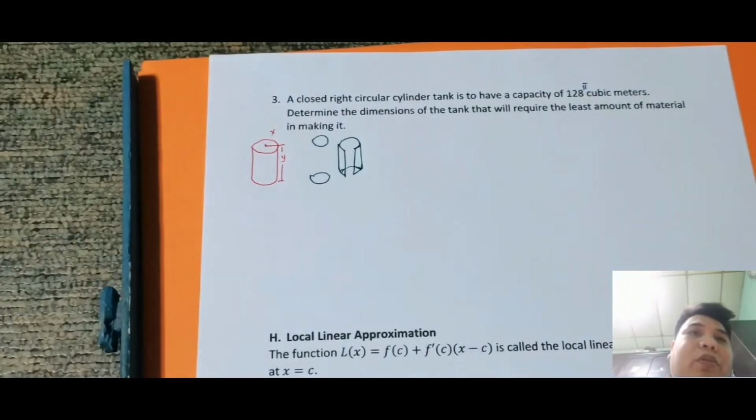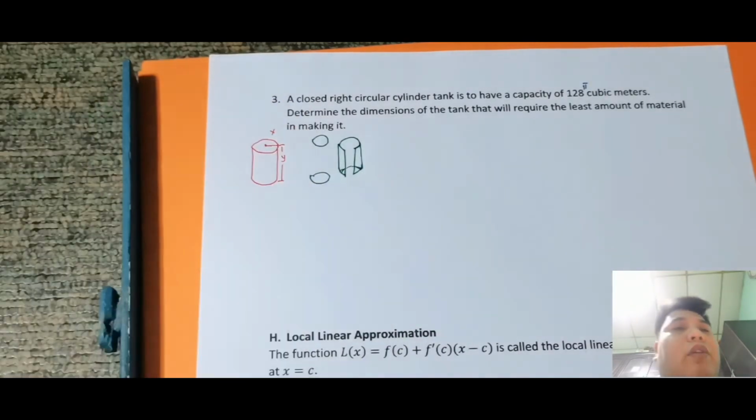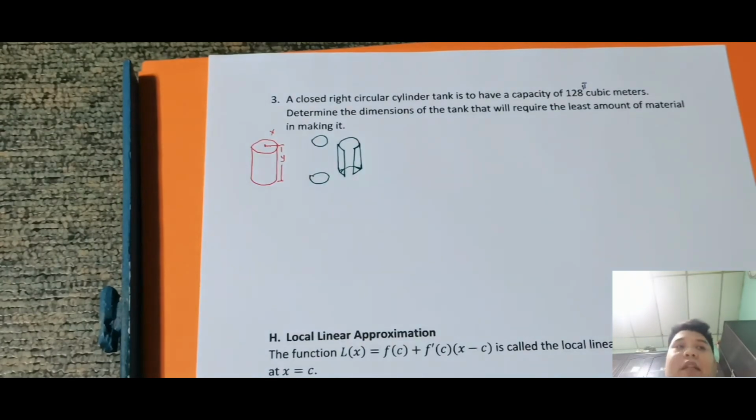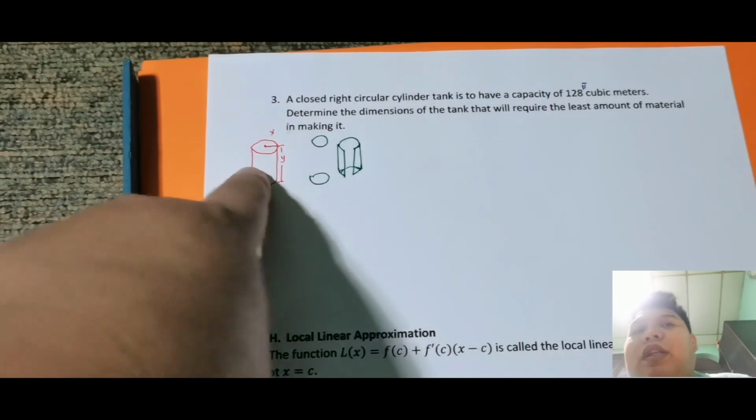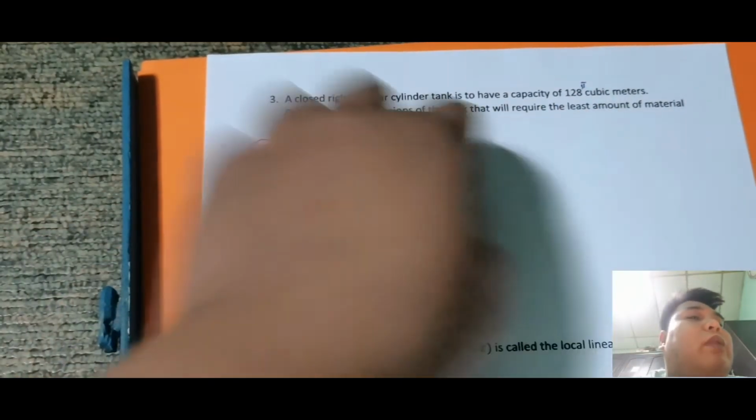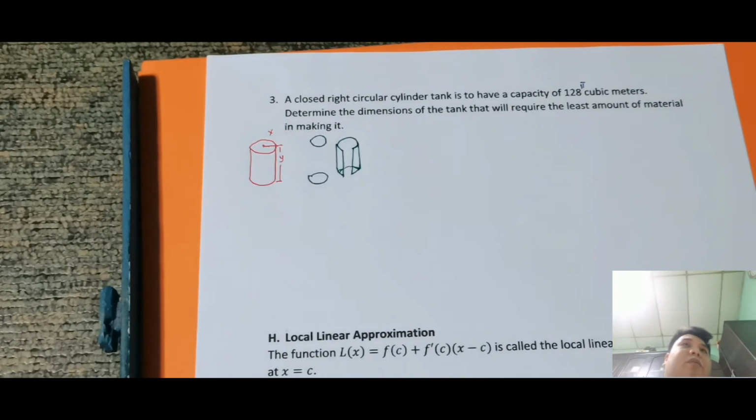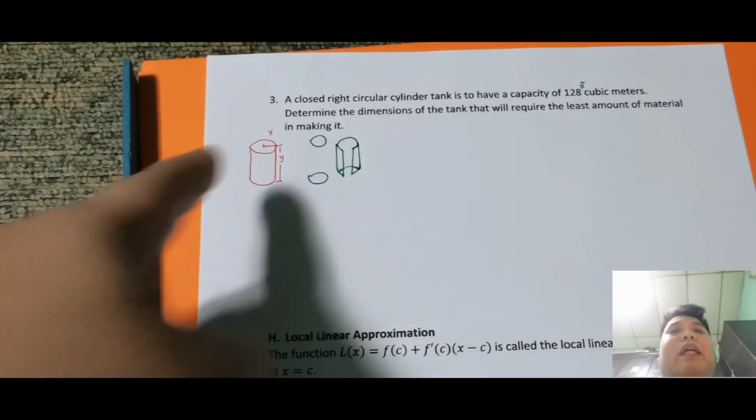Kumbaga ginupit ko, hinati ko yung lata. Kung may lata ka ng sardinas, try mong gawin, mag-ingat lang baka masugatan. Tanggalin mo yung takip, dalawa, guntingin mo. Ayan yung ginagawa ni sir. Ngayon aware tayo na meron siyang dalawang circle. Since ang pinag-uusapan natin is yung dimension, aware tayo ang capacity nito is 128 pi cubic meters. Ngayon ang gusto niyang palabasin is hanapin natin mga dimension.